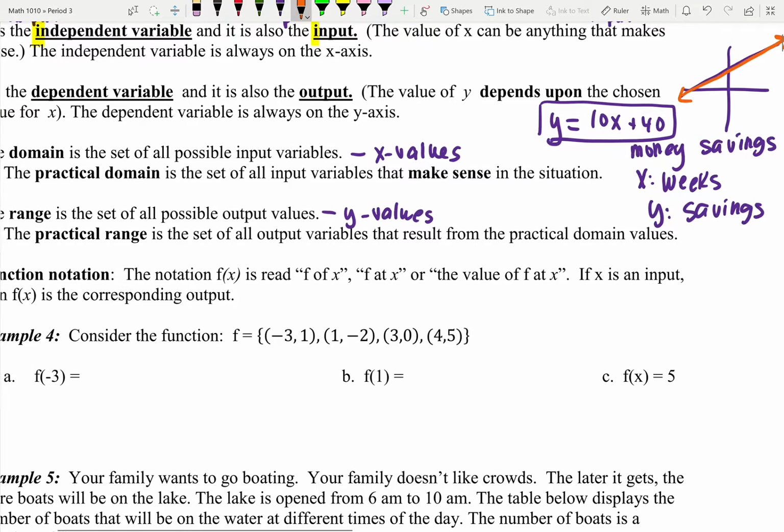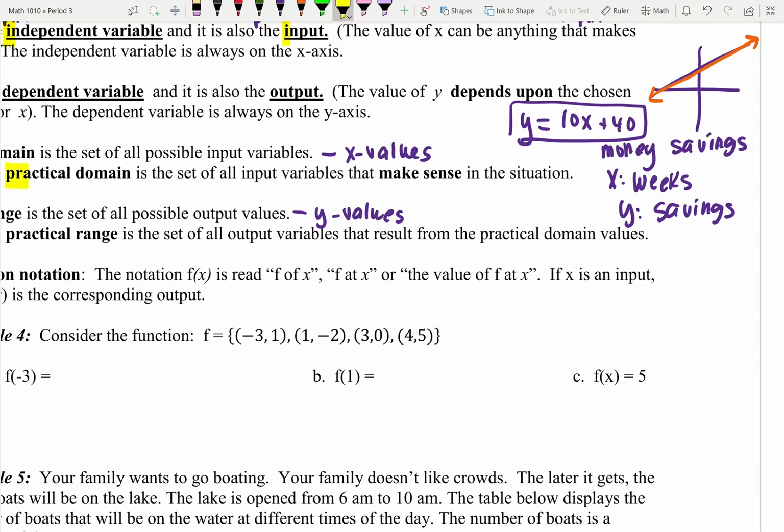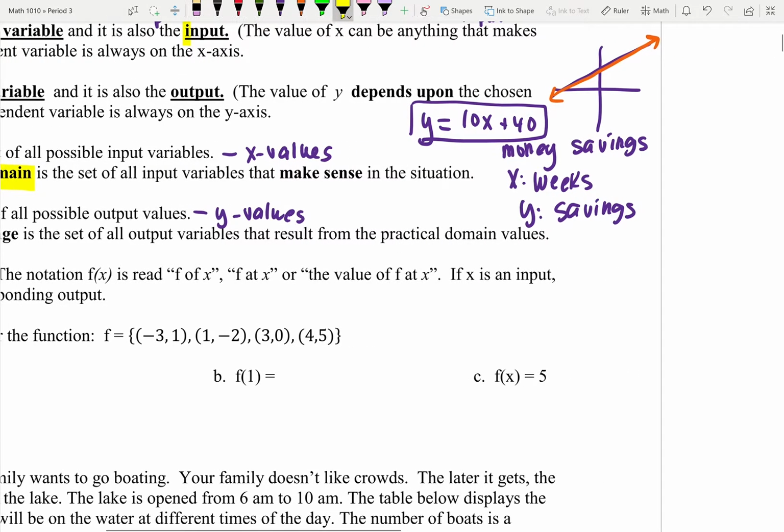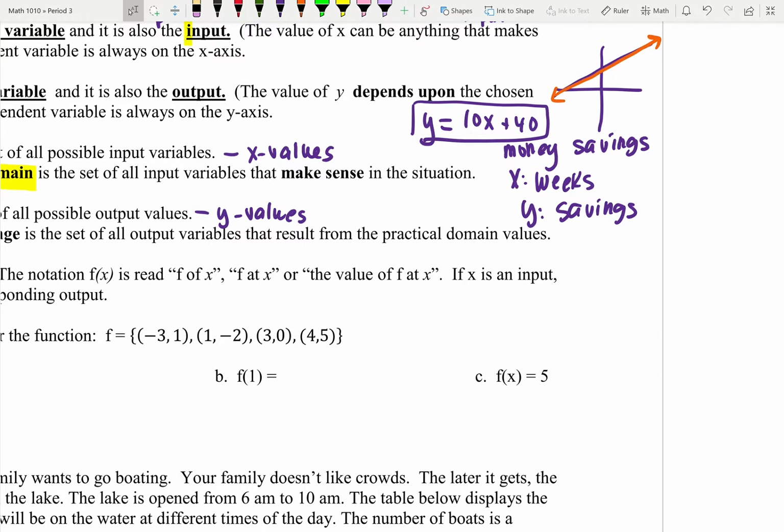But what about the practical domain? Listen, if x is weeks, x can't be anything. You can't have what kind of weeks? Tell me. You can't have negative weeks. Could you have 0 weeks? Could you say the 0 weeks is when you start? But all those negatives don't make sense.